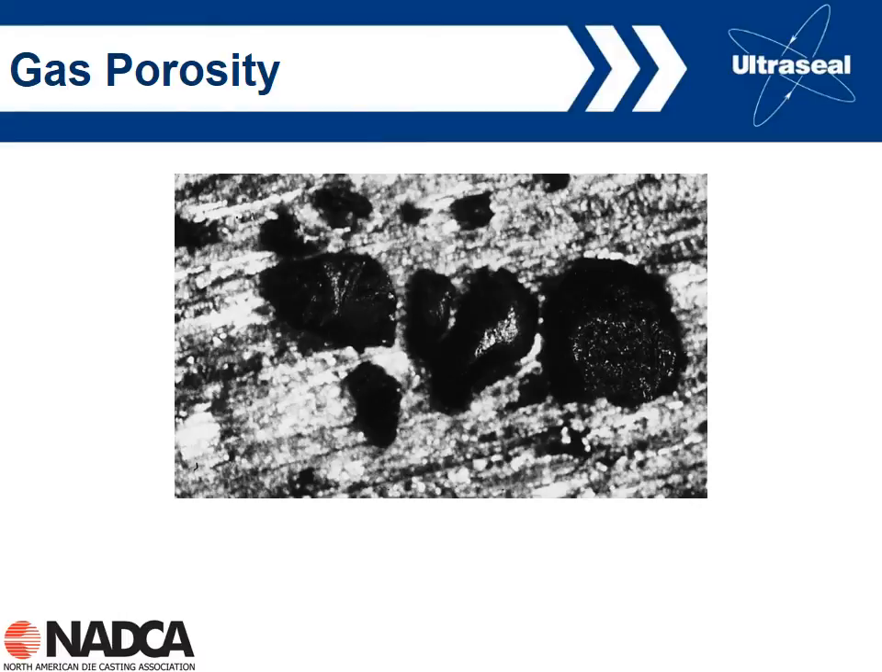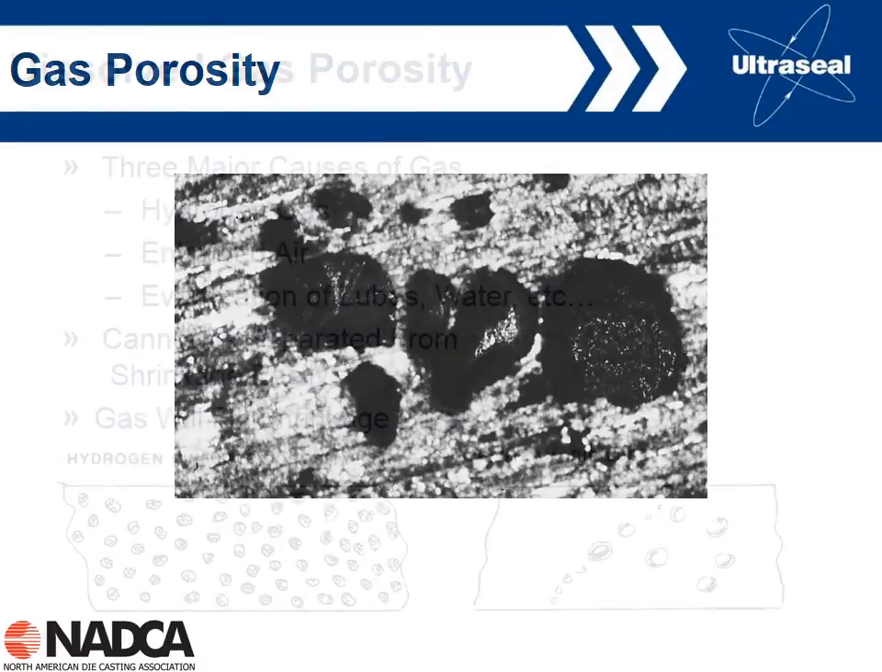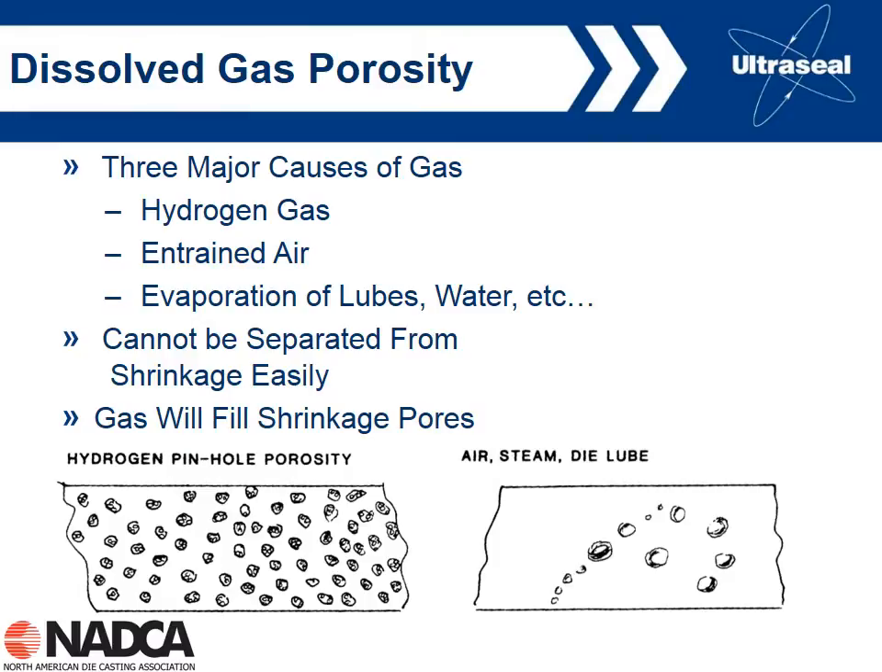So now let's talk a little bit about gas porosity. So there's basically three major causes of gas porosity in castings. Hydrogen gas, and often hydrogen will give you pinhole porosity, such as shown here on the bottom left. Then entrained air, that's air that's pre-existing in the cavity that gets trapped into the casting. And then thirdly, we've got evaporation of lube.